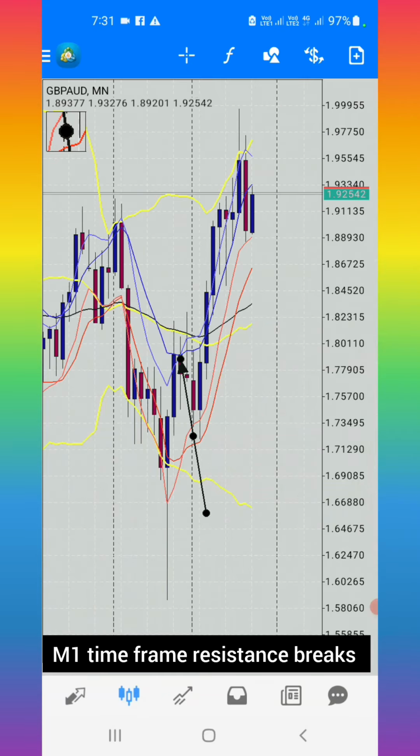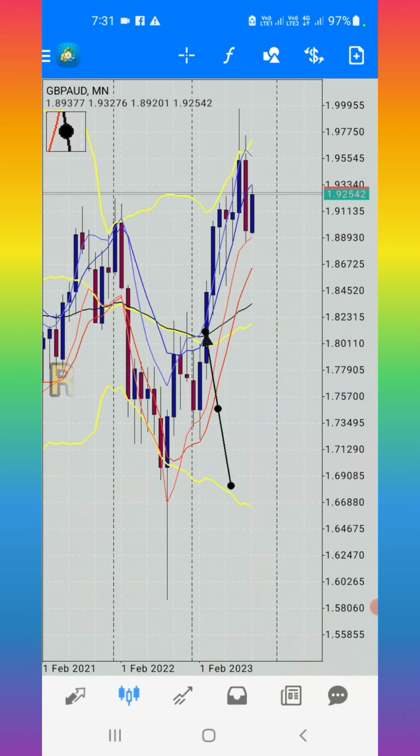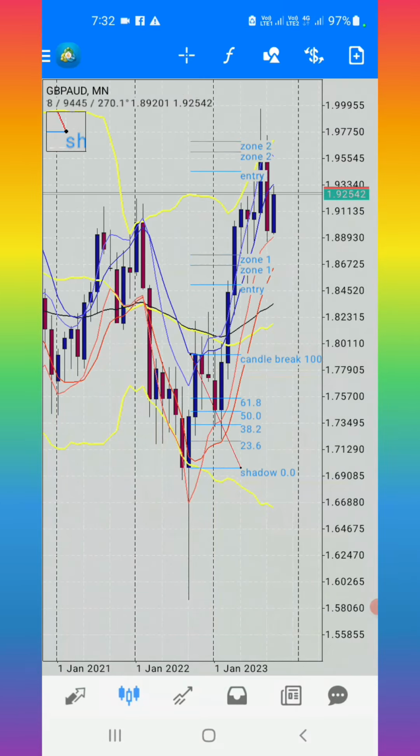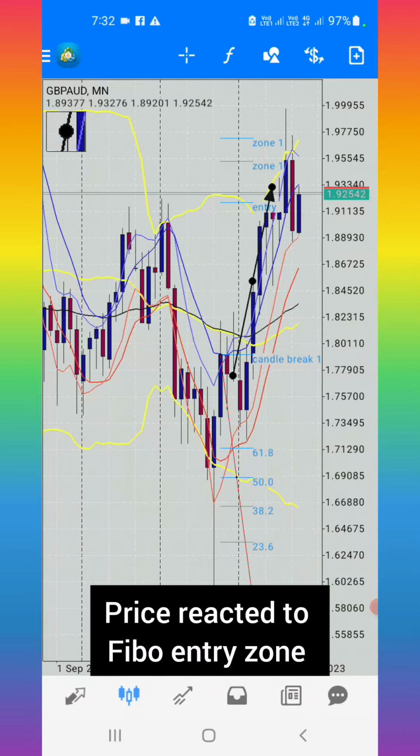Monthly time frame resistance break. Price reacted to Fibo entry zone.